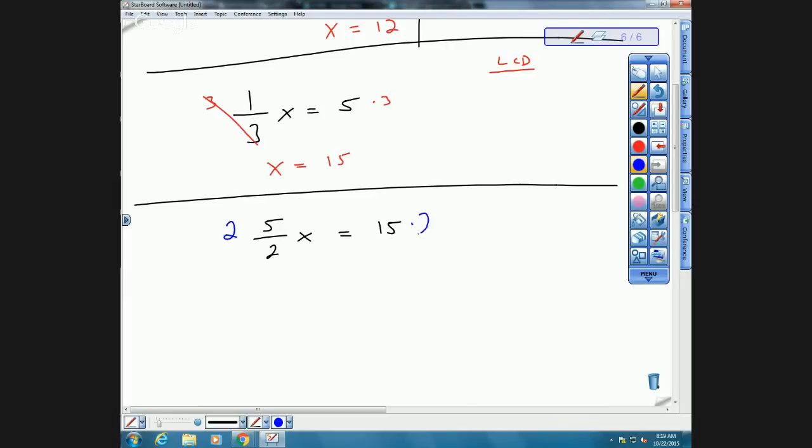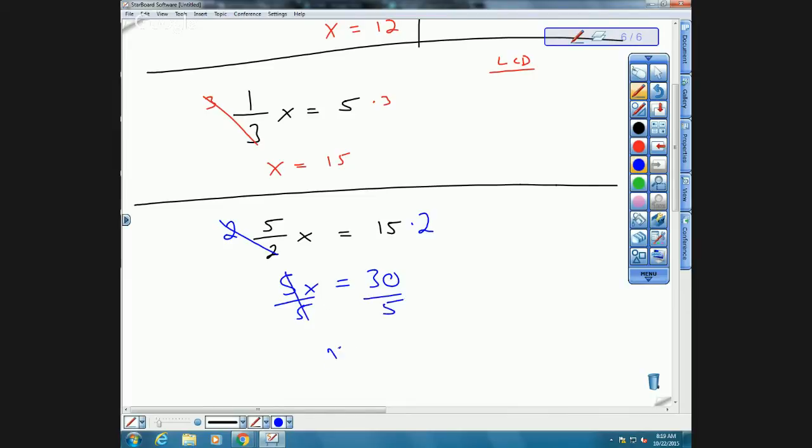Just multiply by 2. Yeah, the one step is to multiply by the reciprocal. So the 2's cancel out, and you get 5x equals 30. What that does is give me an equation to work without the fractions. And then divide by 5.